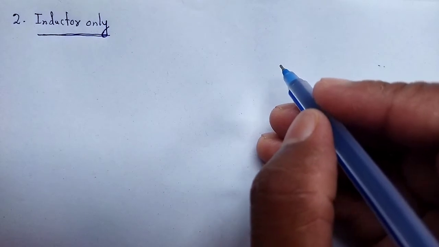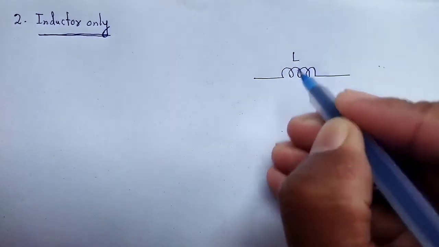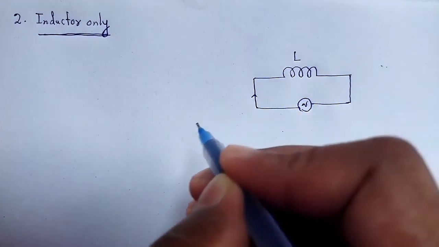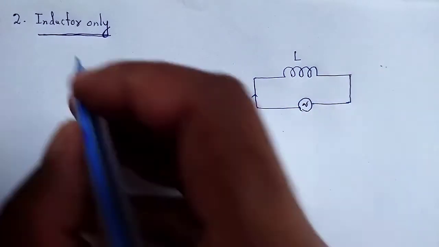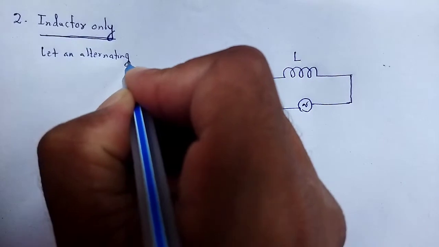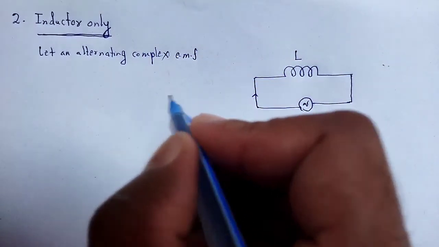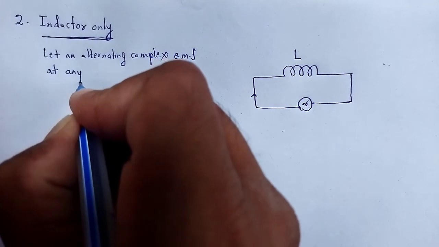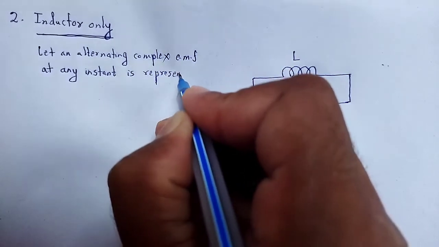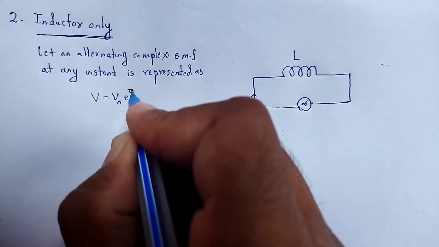consider an AC circuit containing inductor having inductance L connected to an AC source. Let an alternating complex EMF at any instant is represented as V is equal to V naught e to the power i omega t.